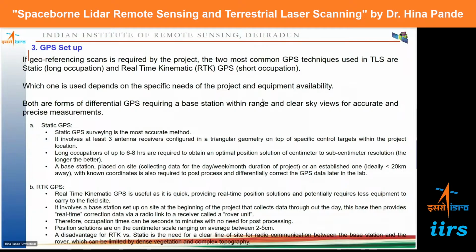It requires at least 3 antenna receivers, which are configured in a triangular geometry on top of specific control targets within the project location. Now, long occupations up to 6 to 8 hours are required here to obtain optimal position solution, which will give us centimeter to sub-centimeter resolution accuracy. So the longer the epoch is, the better it will be.